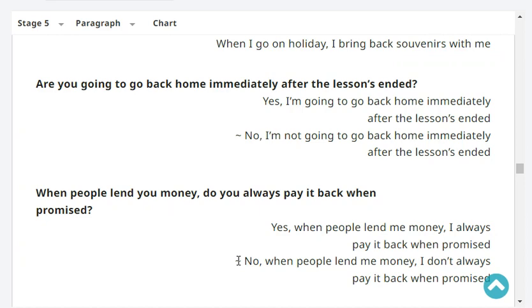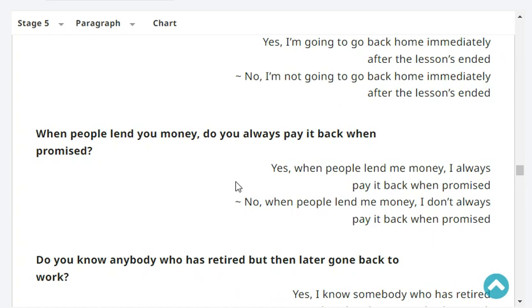Yes or no? Yes, I'm going to go back home immediately after the lessons ended. When people lend you money, do you always pay it back when promised? Yes or no? Yes, when people lend me money, I always pay it back when promised.